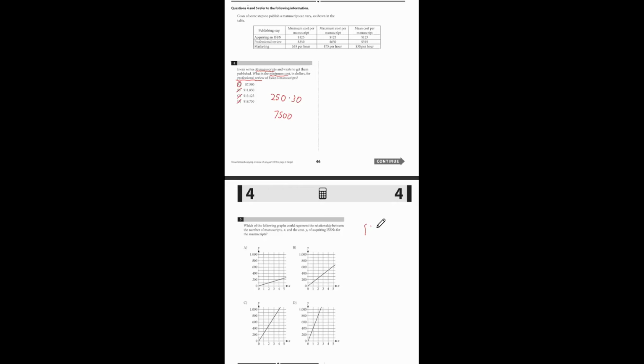So 125 times 5 is equal to 625. So we have x is 5 and y is 625, which is not A. B is right. C is above 1,000, and D is also above 1,000. So the correct answer is B.